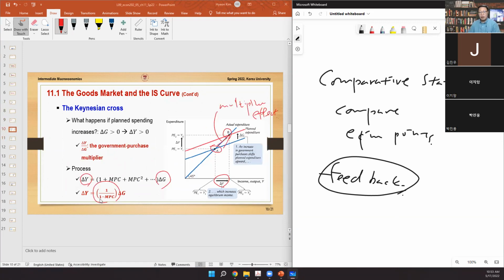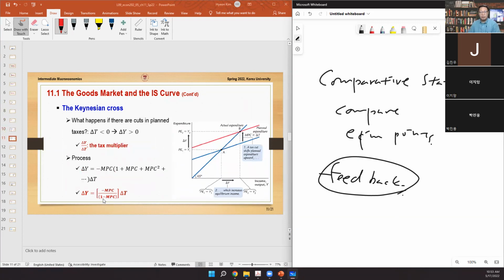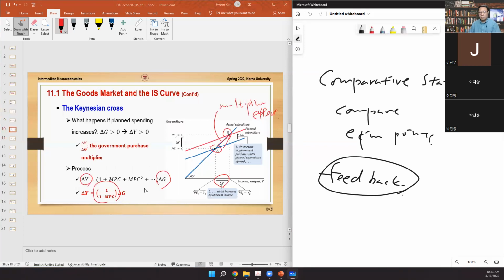But first of all, their denominator will be the same because their channel or this process will be intermediated by the consumption change. But the initial starting points are slightly different because tax is just one component of disposable income. But again, government expenditure is just a separate item, with a one-to-one relationship with your planned expenditure. This is just a minor difference.